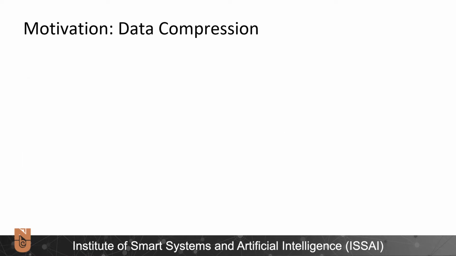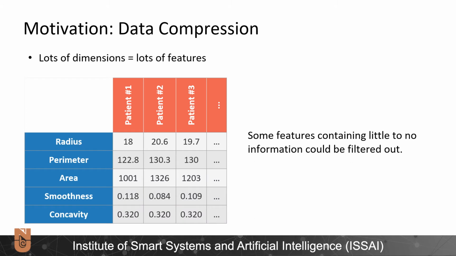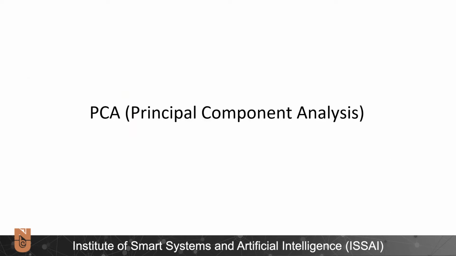Another motivation for applying dimensionality reduction is data compression. With lots of features, some features containing little to no information could be filtered out. For example, concavity of the tumor is the same across patients and therefore does not add valuable information in cancer identification. One method for dimensionality reduction is Principal Component Analysis, or PCA.